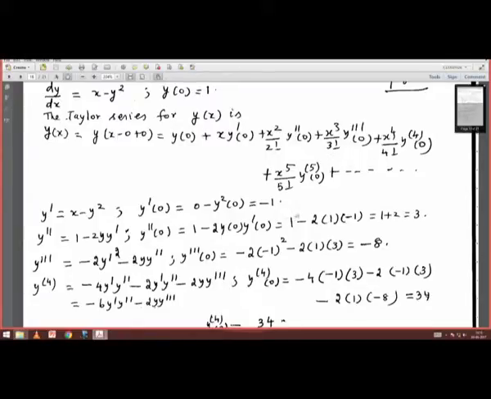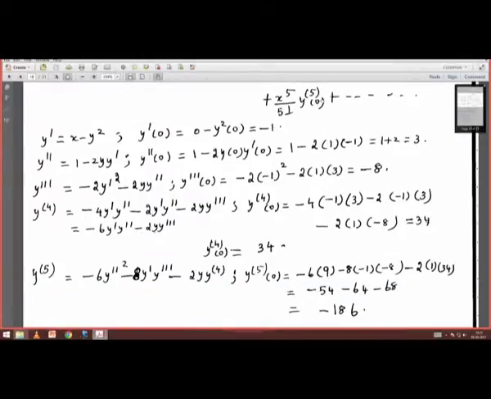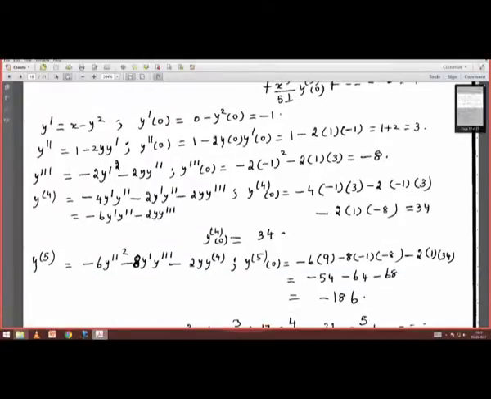Depending upon the number of terms that we want to include, we can consider these terms. So, let us compute these derivatives. We see that y prime, y double prime, y triple prime, etc., say up to 5th derivative have been computed.